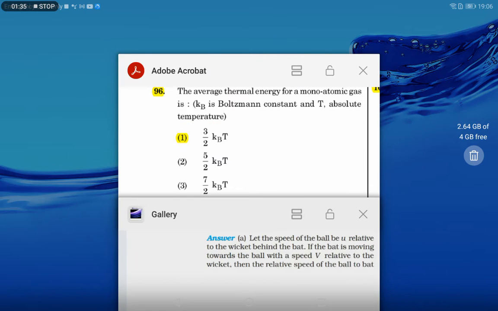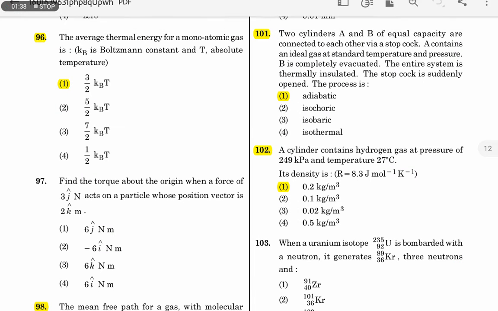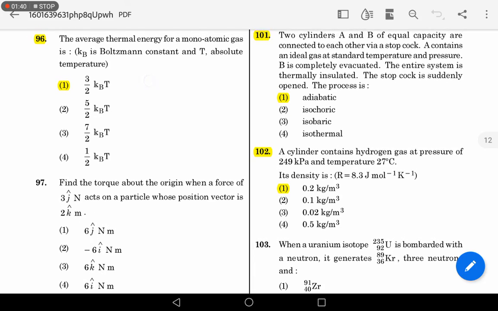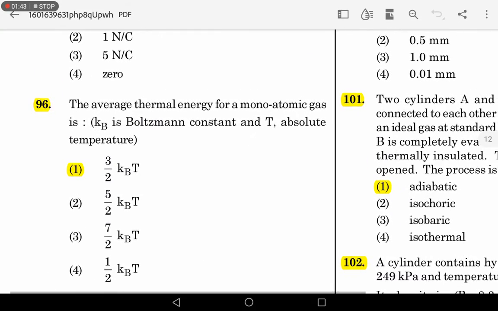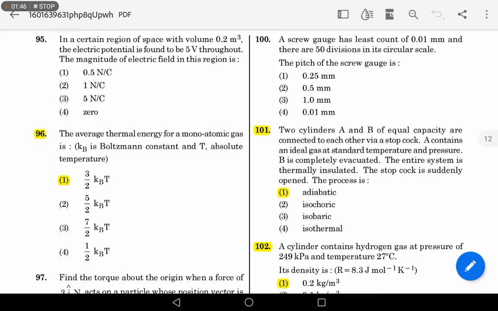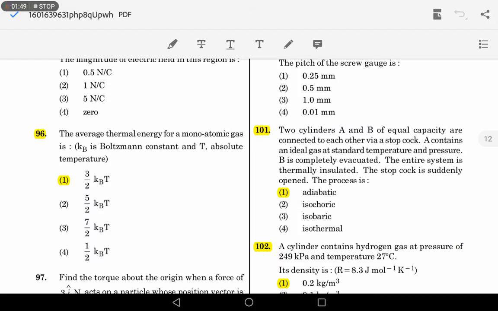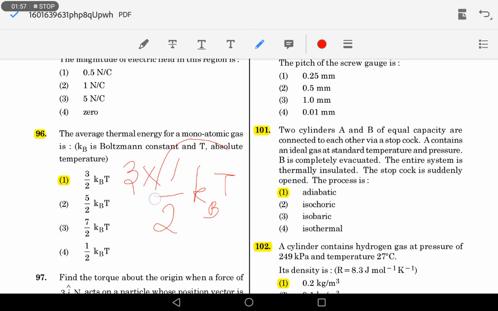So what we are going to do is the average thermal energy for a monoatomic gas. We know that a monoatomic gas has 3 translational degrees of freedom, which is multiplied by half kBT. Each translational or rotational degree of freedom contributes energy equal to half kBT, where kB is the Boltzmann constant and T is the absolute temperature, that is temperature in Kelvin scale. So 3 into half kBT is equal to 3 by 2 kBT.